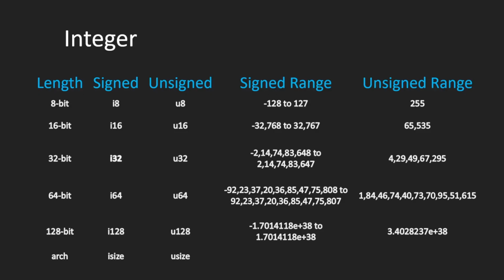This is the list of all integer data types. The last ones, which are isize and usize, depend on the architecture of the processor where the program is running. My computer is using a 64-bit processor. So isize for the program running on my computer will act as an i64 variable.